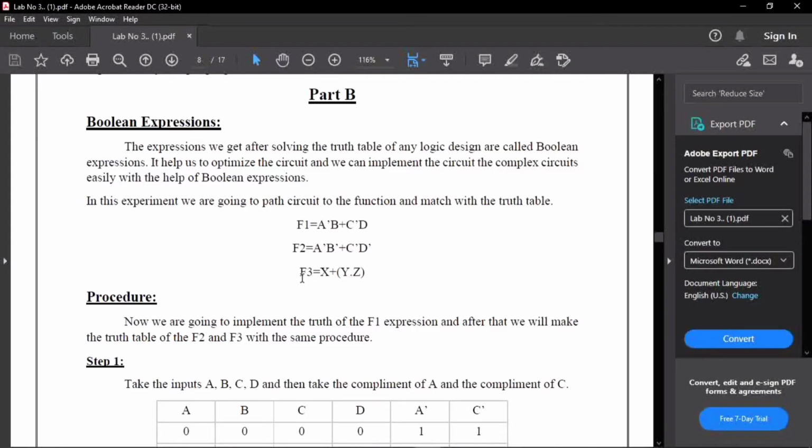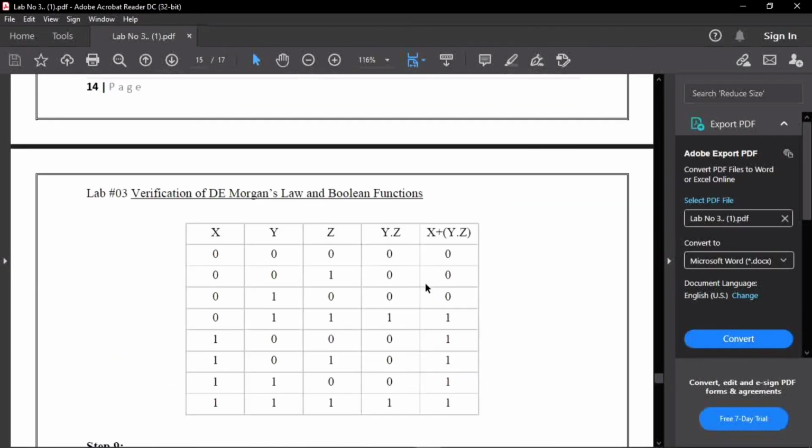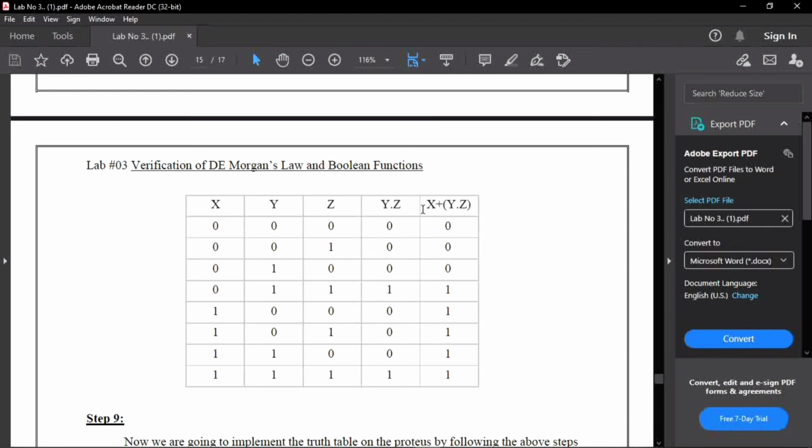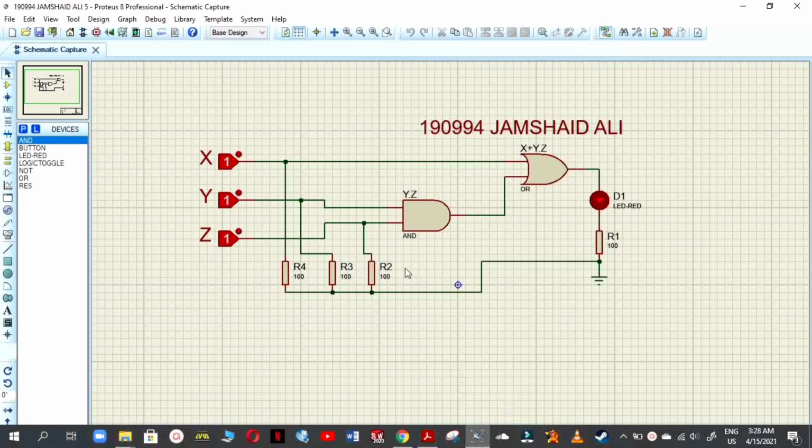We are going to discuss our third and last case, the f3 function, which is equal to the sum of the product yz and x. So this is the truth table of our function f3. It means if we are applying 0 on all inputs, then we will get 0 on output. If I am applying 1 on all inputs, then we will get 1 on output. If I am applying 0 on x input, 1 on y input and 0 on z input, then we will get 0 on output. If I am applying 1 on x input, 0 on y, 0 on z, then I will get 1 on output. Now we can see our Proteus circuit.